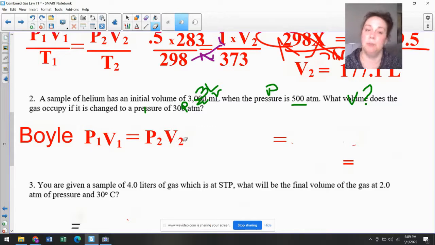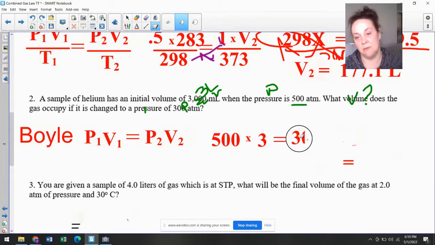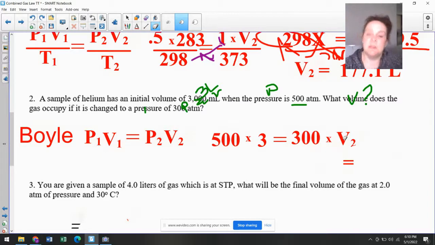So my initial pressure, it says a sample of helium with initial volume of 3 liters at a pressure of 500. So I'm going to multiply that together. What volume will it occupy if the pressure goes to 300? So I have 300 and then now we want a volume. So now we can start to think. If I'm going to decrease the pressure on my gas, what should happen to the volume?